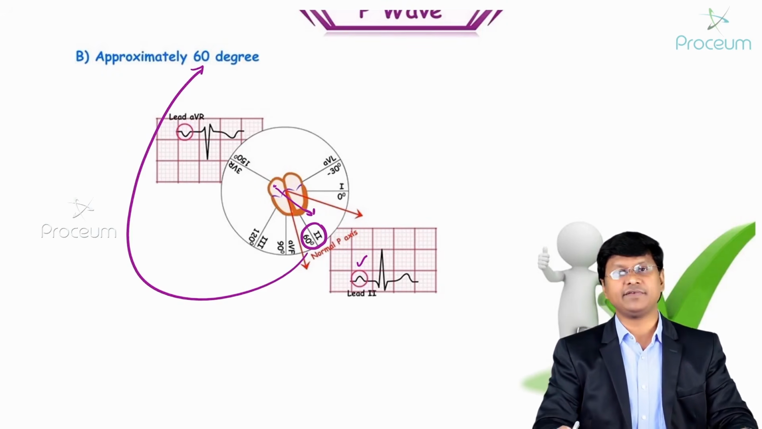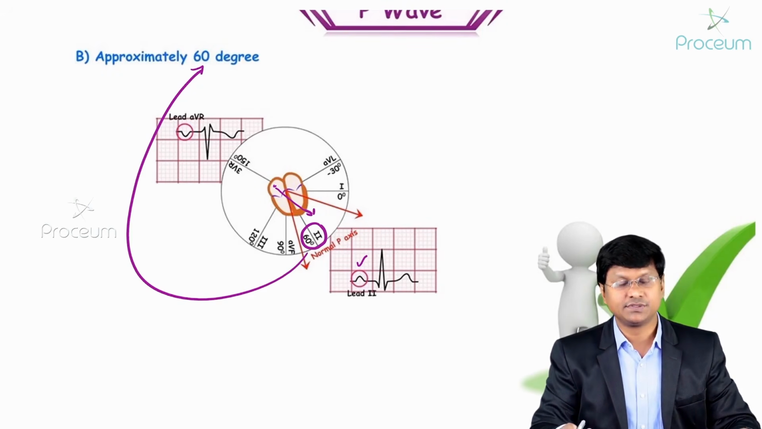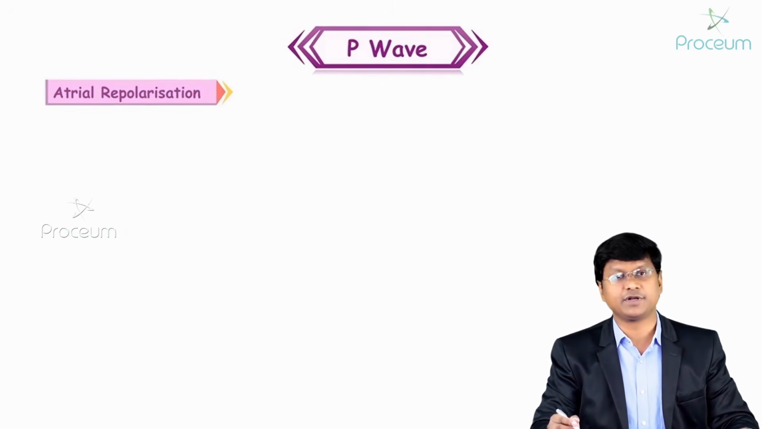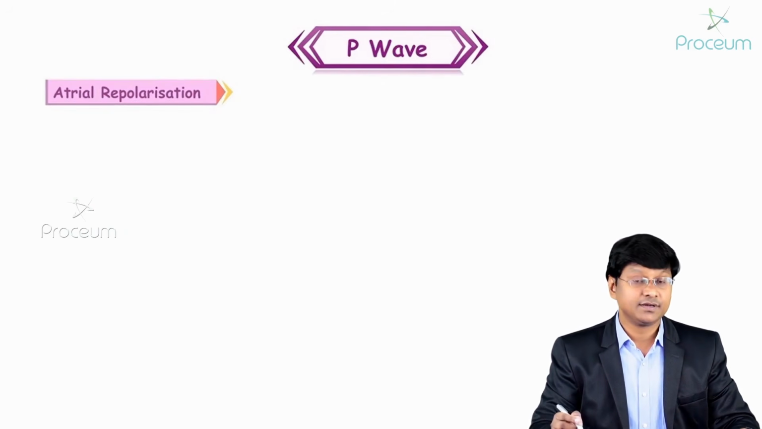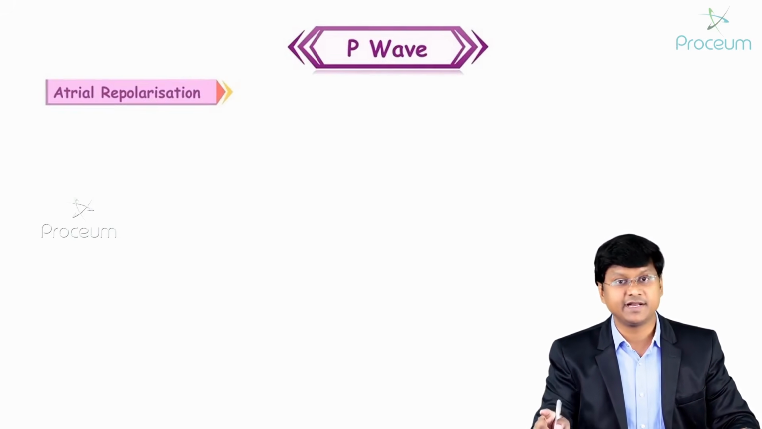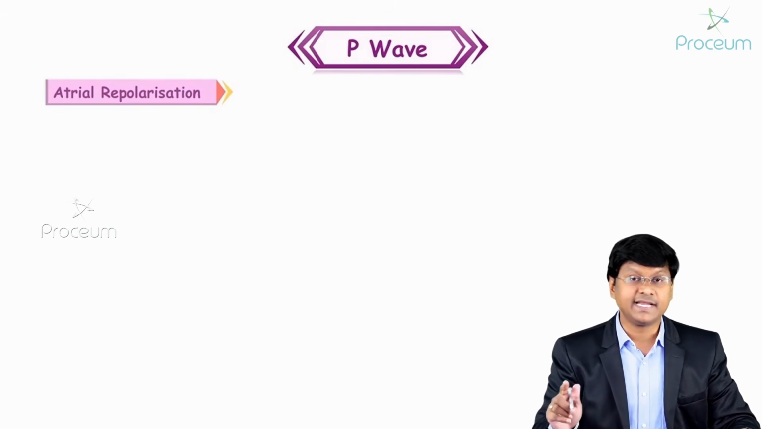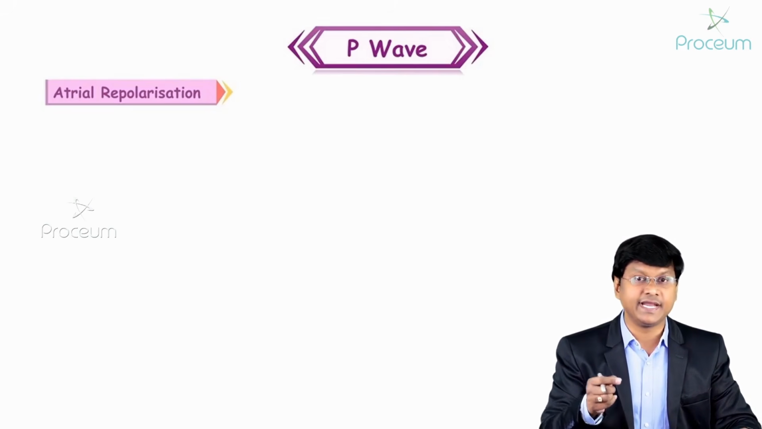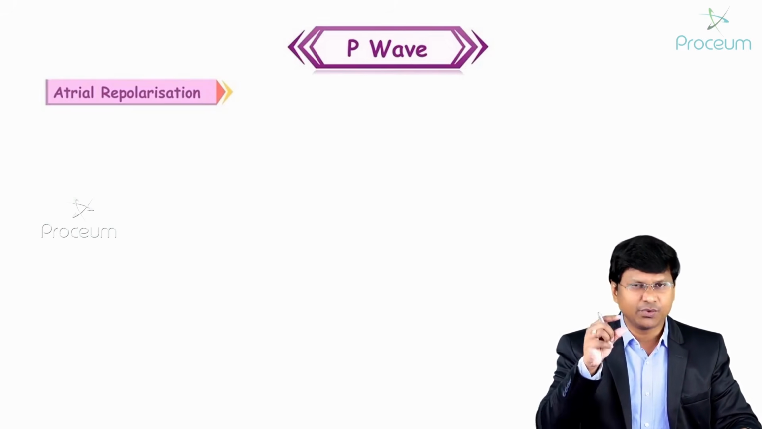Now, after having explained the axis, let me also tell you one important point about atrial repolarization. Remember, we don't have any separate wave for atrial repolarization. And the question is why? Because the potential generated by atrial repolarization is very minimal.